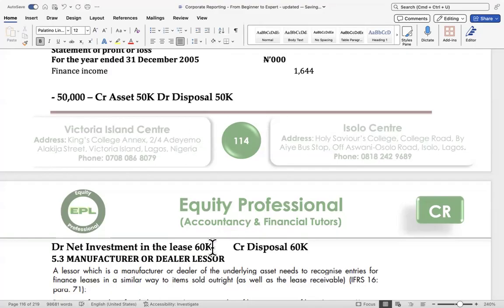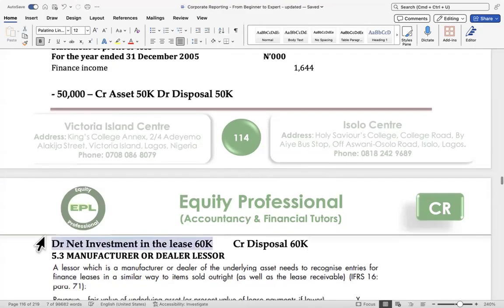So the net investment in the lease, then everything I've taught you would apply. At the end of the year, you increase it with interest, you deduct the lease income like that. However, for this disposal account now, the book value was 50K. So the net investment in the lease, which is similar to the sales proceeds, is 60,000. So if I may ask you, Robert, what's this 10,000? That is a gain. Thank you very much. It goes to P&L. That's a gain on disposal.